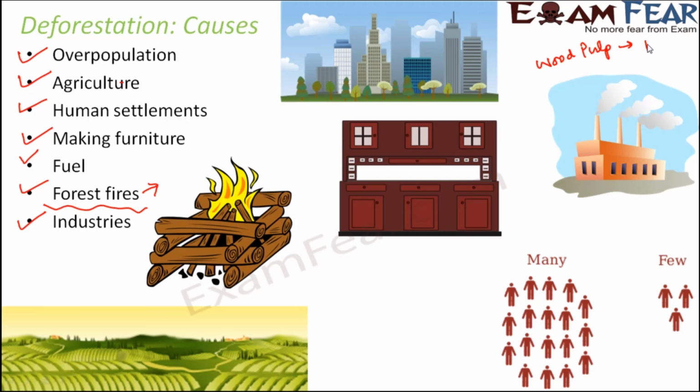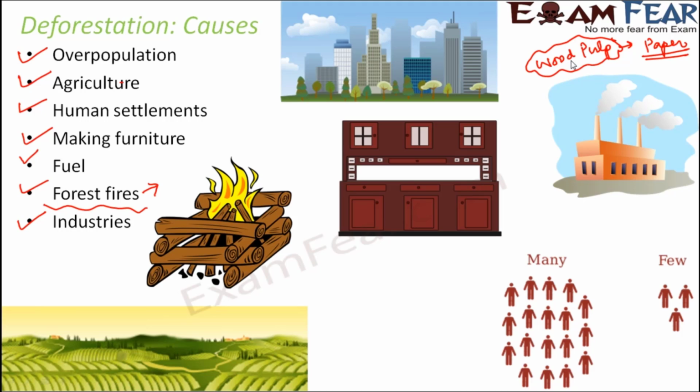So that means if we want to manufacture paper, we not only need to set up an industry. For that purpose we need land, etc. You also need wood pulp. That means you also need to cut down trees so that you can obtain the wood pulp to manufacture paper.